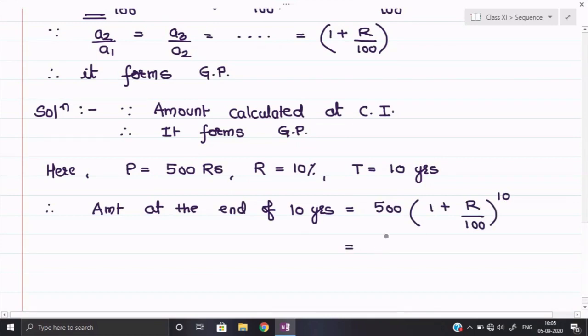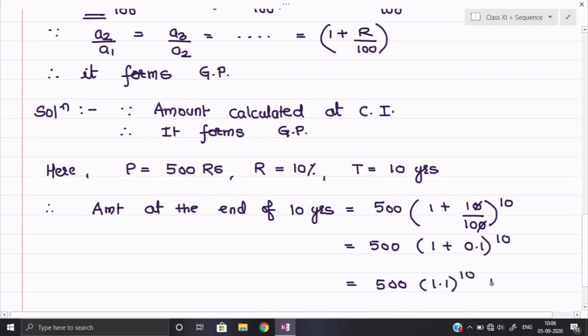Sorry, I have not put the value of R here, so let me put it. R is 10. So 1 plus 10 upon 100 whole power 10. It can be written as 500 into the bracket, 110 got cancelled, so remaining is 1 plus 1 upon 10, which I am writing as 0.1, whole power 10. So it can be said as 500 into the bracket 1.1 whole power 10 rupees. You need not simplify it any further. So this is the solution of the question.